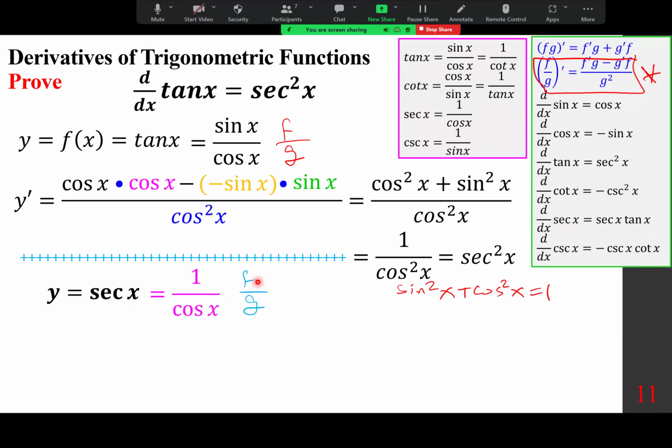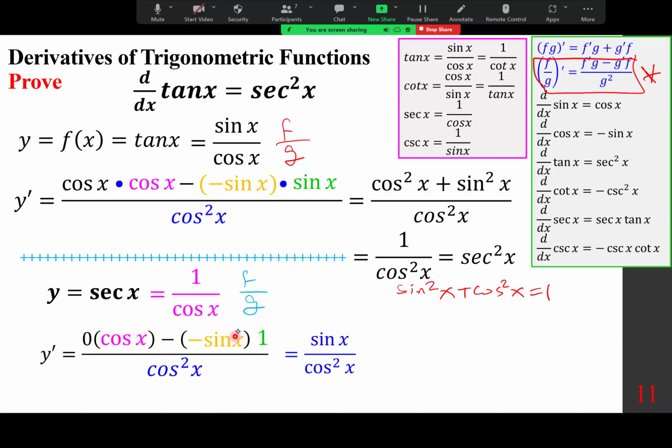To do so, we need f prime, the derivative of the top, which obviously is 0 because you're dealing with a constant, and you multiply it by the bottom, which is cosine x, f prime g, minus g prime, the derivative of cosine, which is negative sine, times f, which is 1. And the bottom, just write it squared, cosine squared. Of course, this is 0, this is a positive, so we get sine x over cosine squared x.